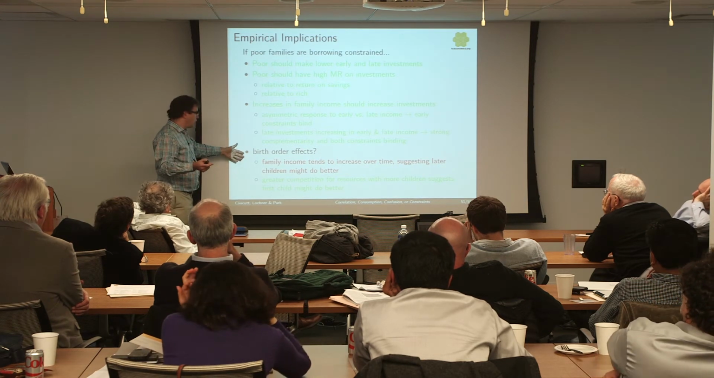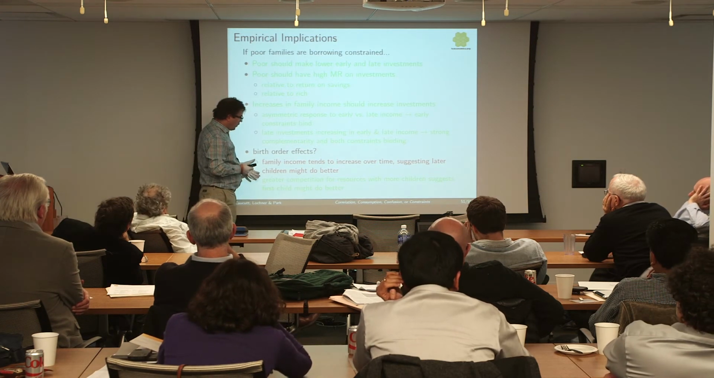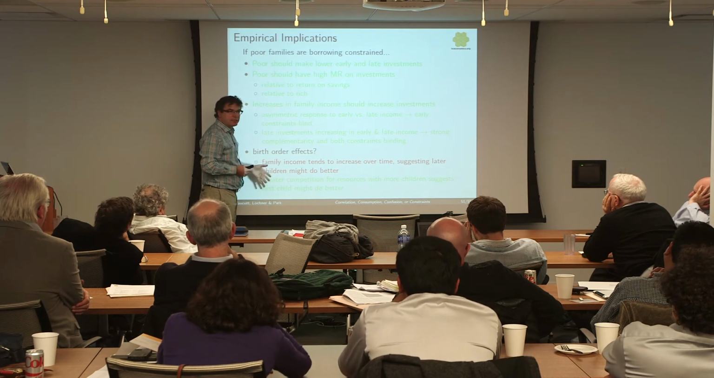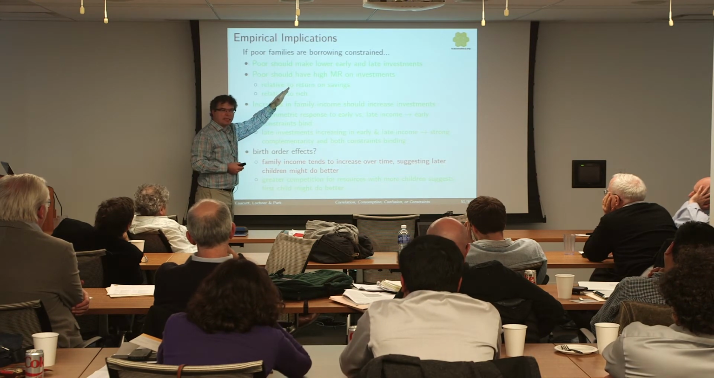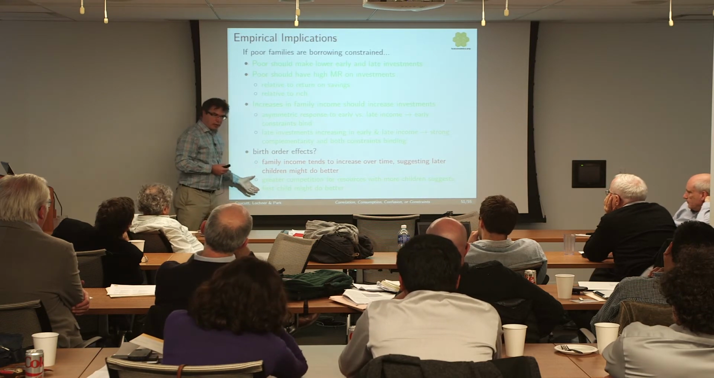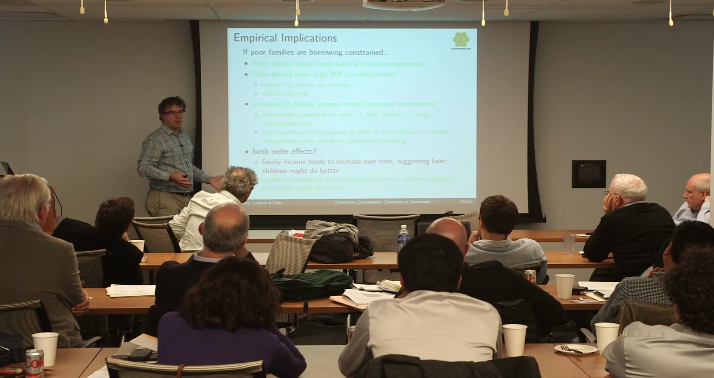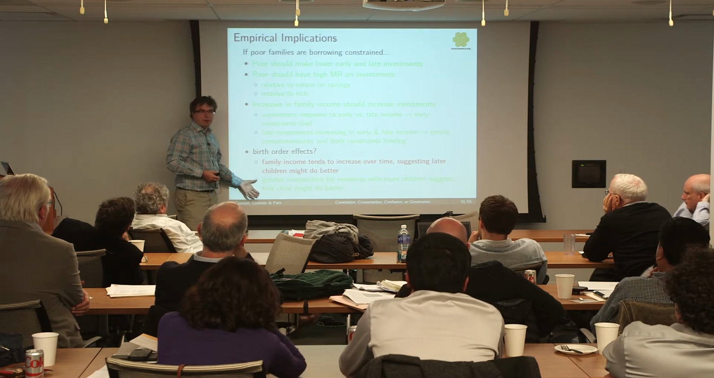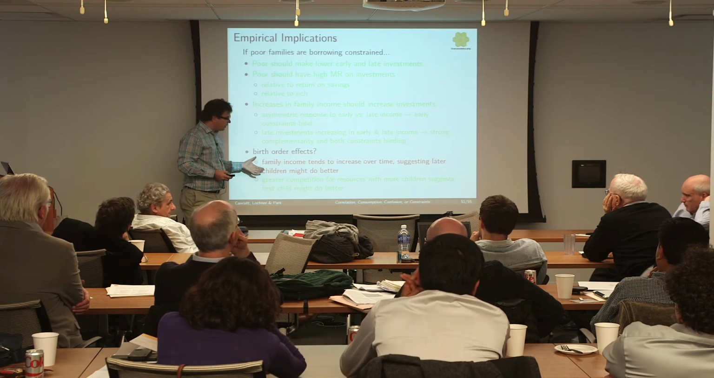What about birth order? On the one hand, family income tends to increase over time, so that would suggest second kids should do better than first ones. On the other hand, if you think resources get more scarce as you add more kids to the family, that might benefit the first kid. So it's not a clear prediction here.